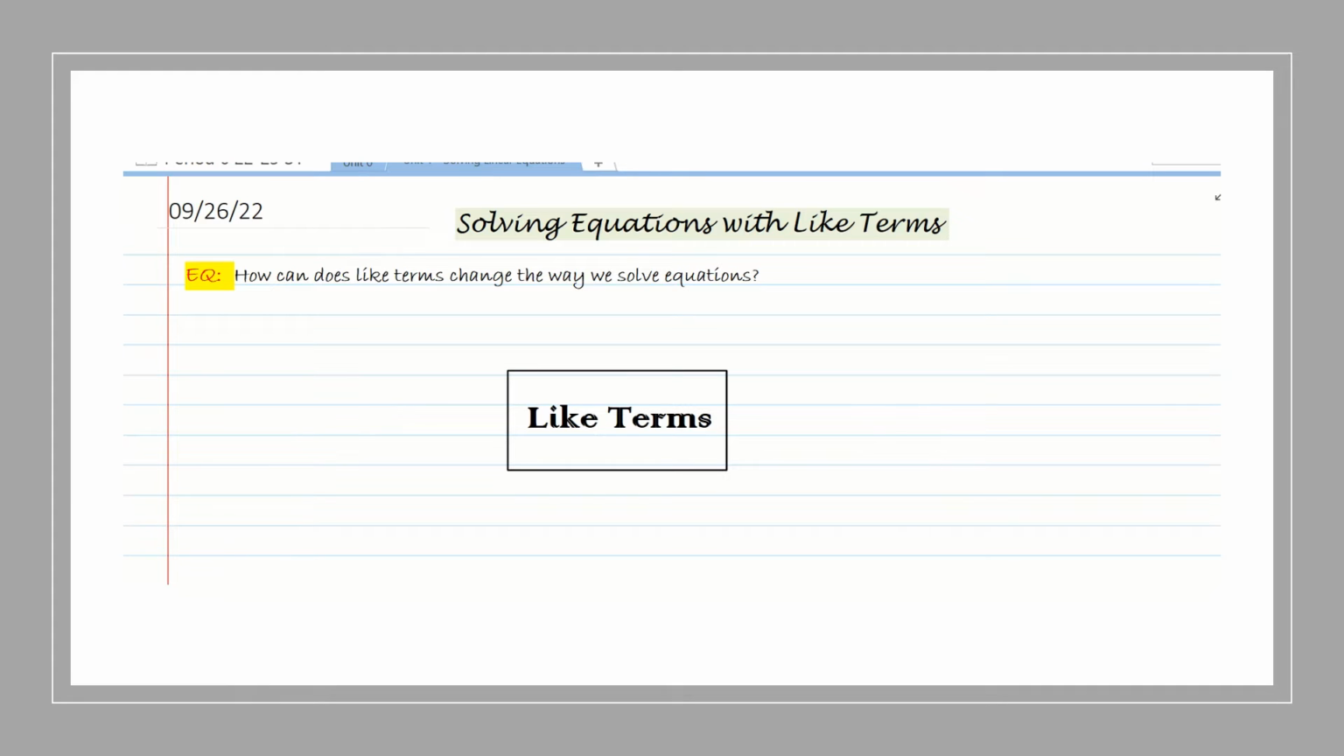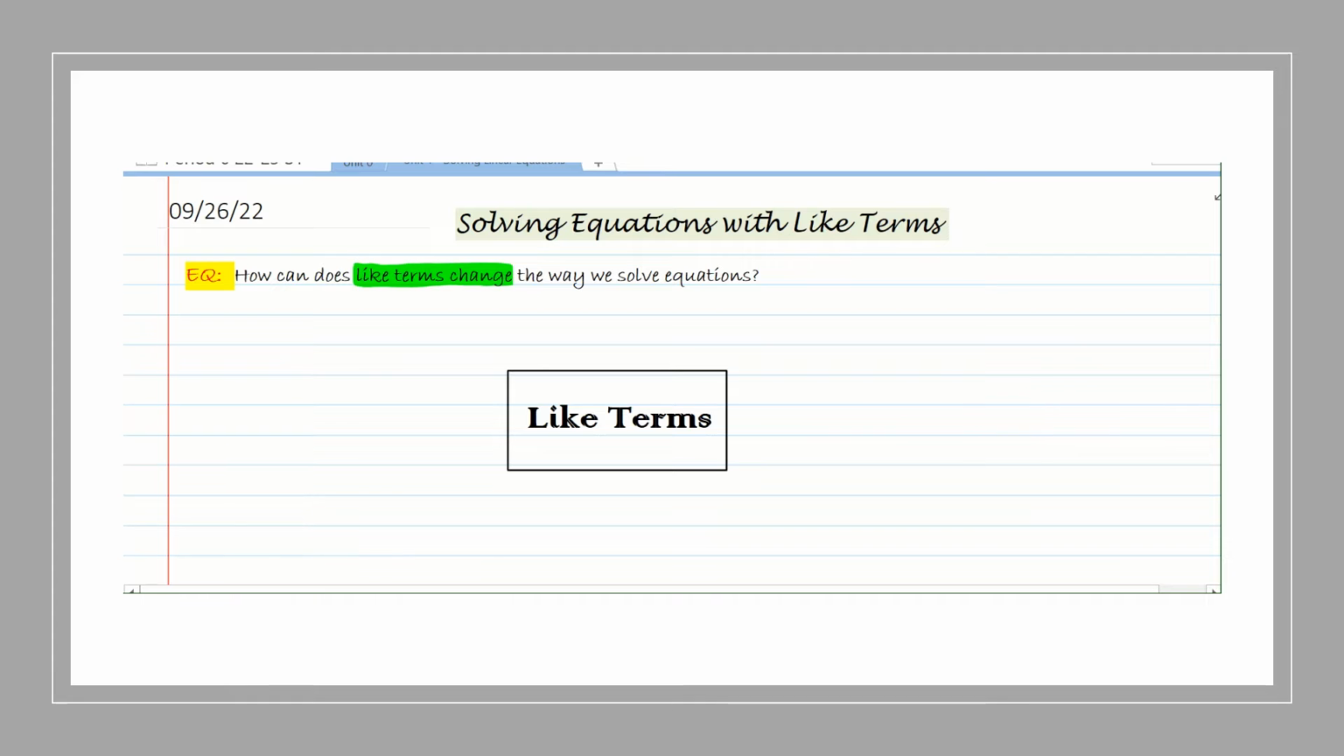The lesson will cover how to solve equations when you have like terms in your problem. So we're going to start off by looking at the essential question, which is how do like terms change the way you solve equations. You've covered how to solve equations using two steps. We're going to go ahead and talk about when you have equations with like terms.